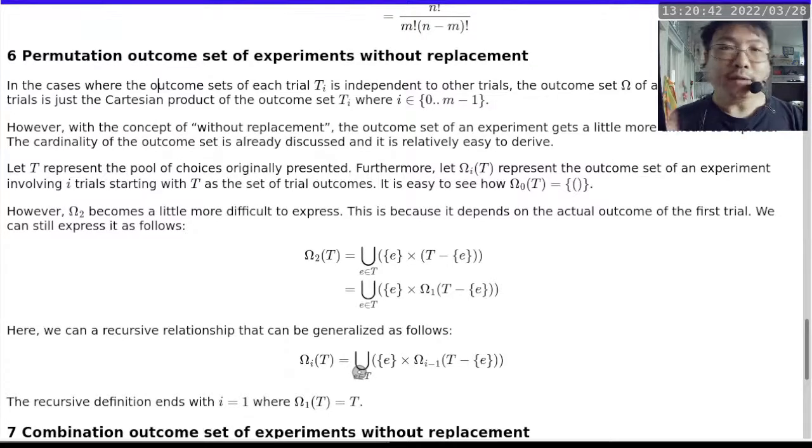But once I have chosen something, the rest of the trials I'm just going to look at as an experiment with one fewer trial, and the first trial of that nested experiment is going to start with the same set that I started with, but without the one item that I have chosen as my own outcome as a trial. So that's the way of looking at recursion: break a larger problem into two parts usually.